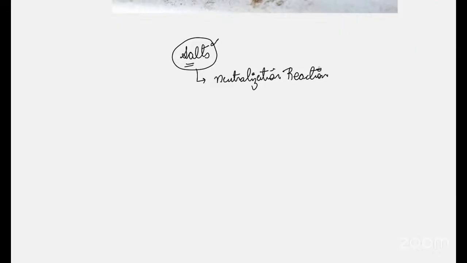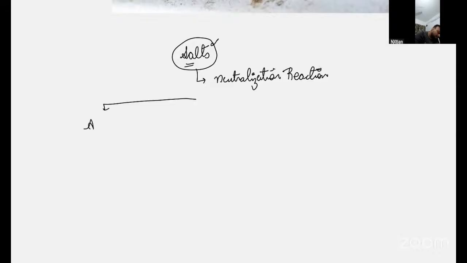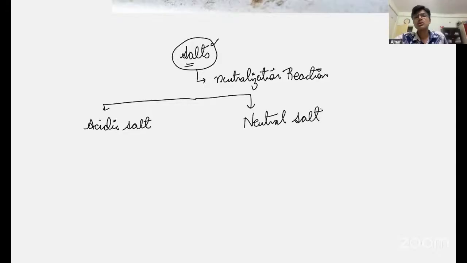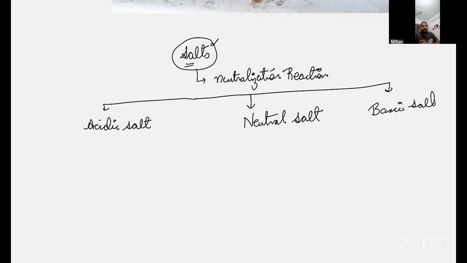Acid, base, neutral. Yes, the salts are three types. First is acidic salt, and the second one is basic, and neutral salt. Sir, it is said that there is no neutral salt, it is slightly acidic, slightly basic. No, neutral salt can also be there. NaCl is totally neutral, not acidic, not basic.